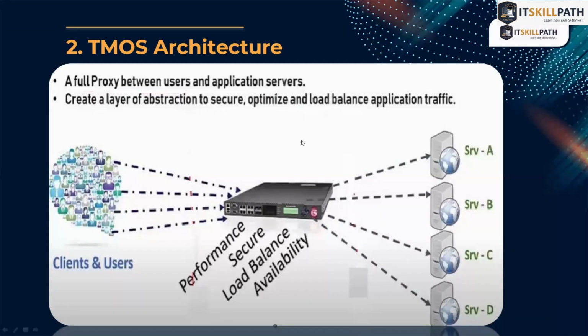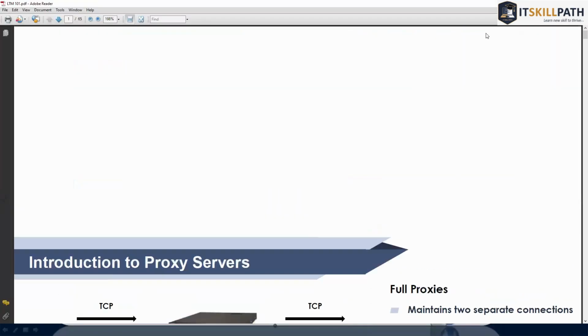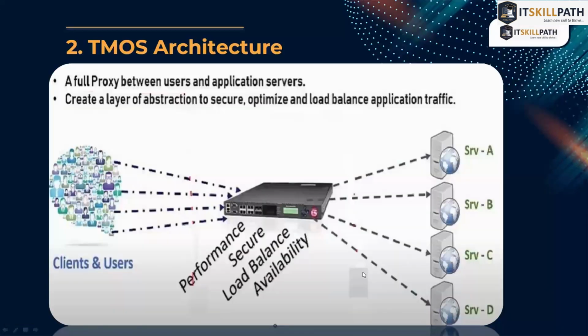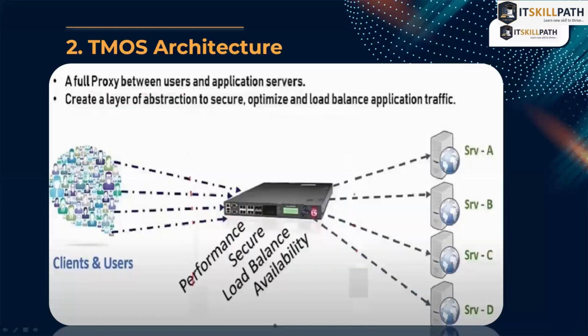F5 is called full proxy architecture. So before we understand full proxy architecture, what we are covering is tmsh architecture. Before we understand full proxy, we'll understand what a proxy is and the types of proxy. What is a proxy? Anyone aware of it?